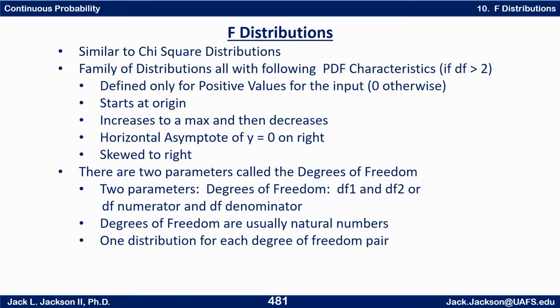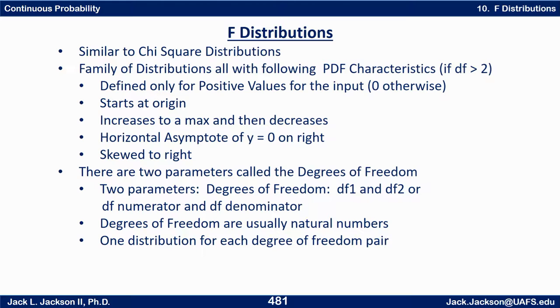This is like a chi-square. Like the chi-square, they start at the origin and increase to a max and then decrease. They have a horizontal asymptote of y equals 0 on the right, and so they're skewed to the right. Basically, they look more or less like the chi-squares do. But this time, instead of having one parameter called the degree of freedom, there are 2 degrees of freedom that you have to keep up with.